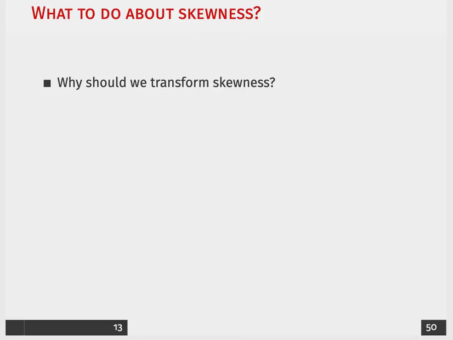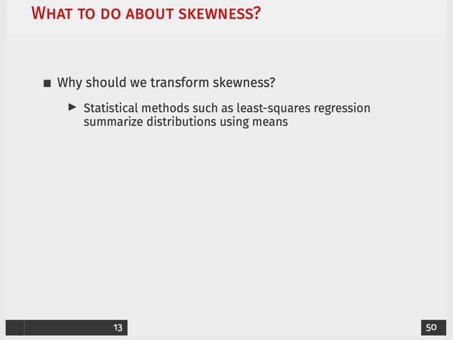Now that we have a couple of initial transformations in our toolbox, let's try to approach one common problem that we have, and that is skewness. We want to think about ways that we can transform our variables in order to reduce skewness.